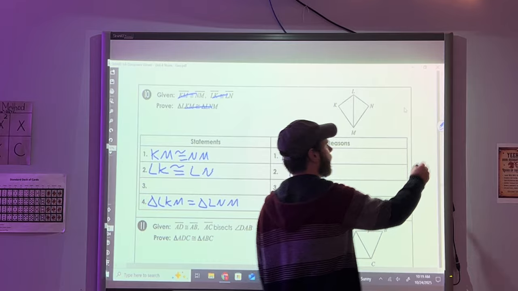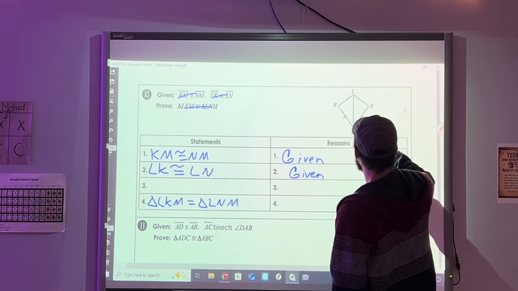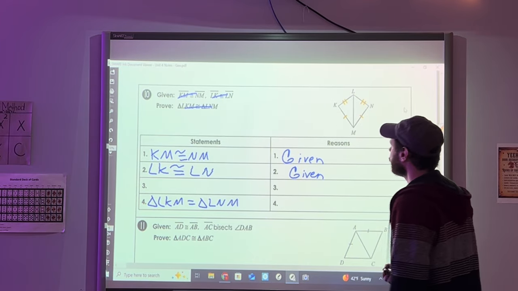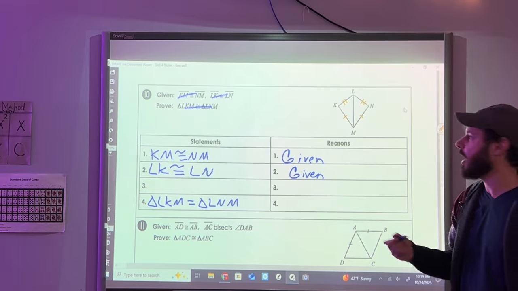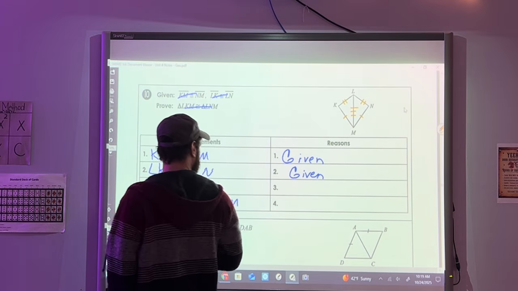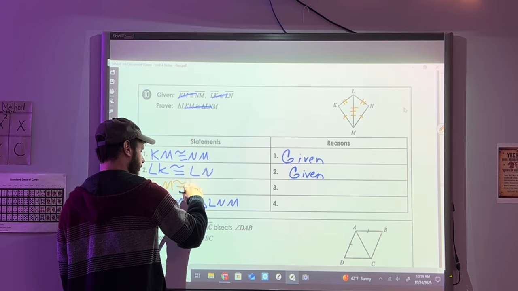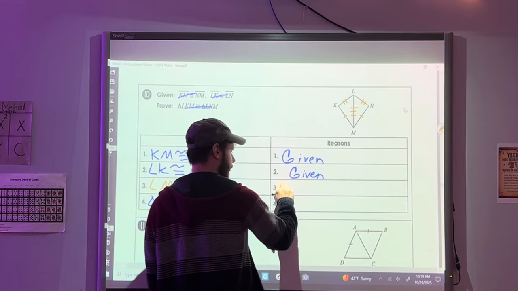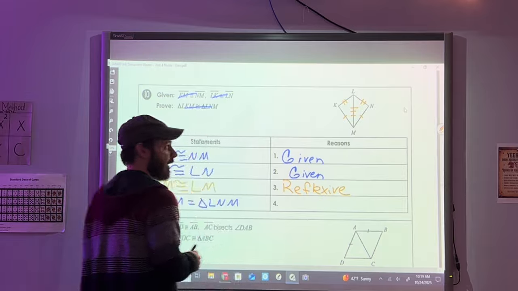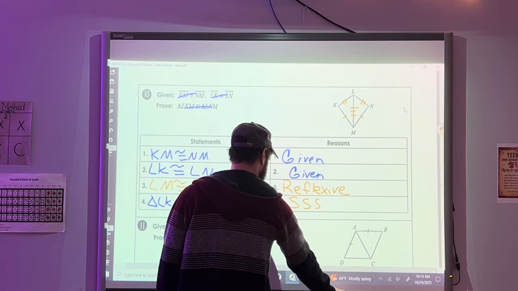I'm going to go draw on my picture now. KM, boom, matches NM. LK matches the other one. I see that overlapping side. That's going to be important for me. I'm going to use that. So my statement is going to be that LM is congruent to itself, LM, and the reason is reflexive. Now I have three sides that match each other. There we go.